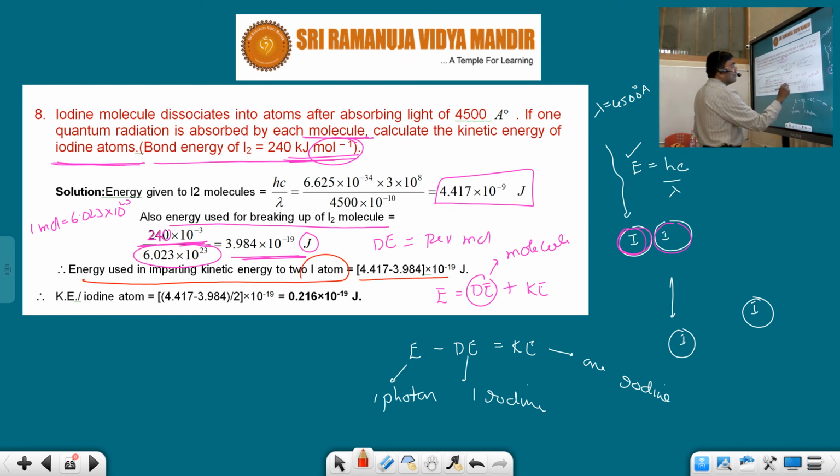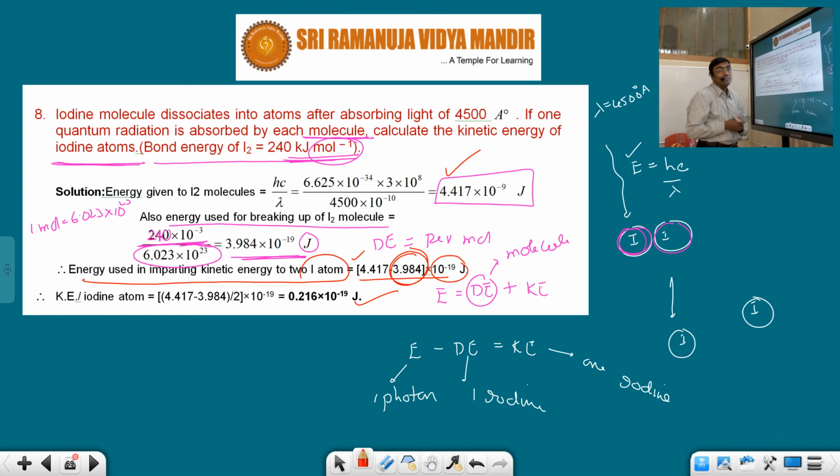So that's why 4.414 into 10 power. I hope you understood. What is this 4.414? This is E minus dissociation energy. This is the dissociation energy, and you got the answer. I hope you are very clear, students. So this is how it works when molecules are given.